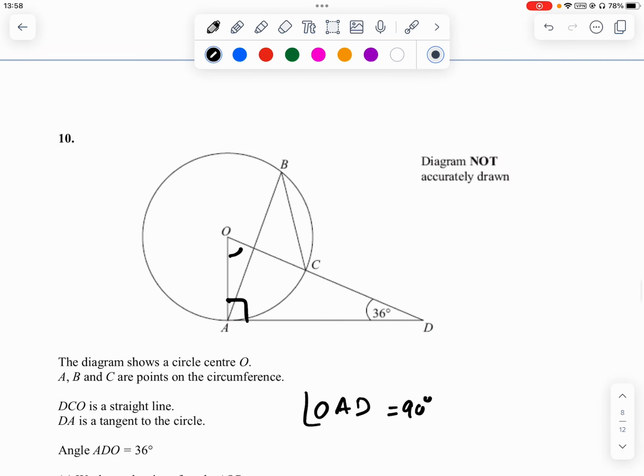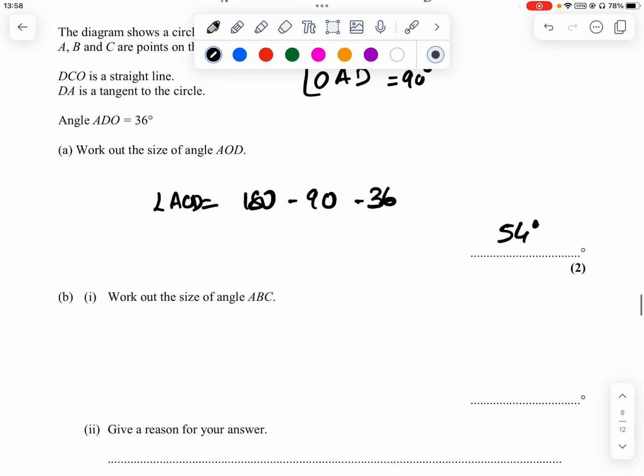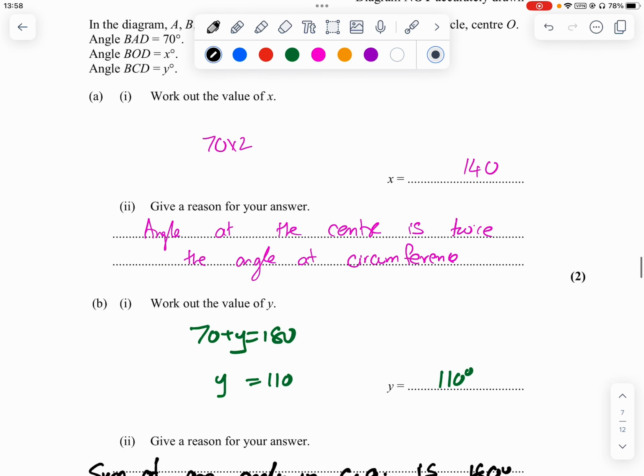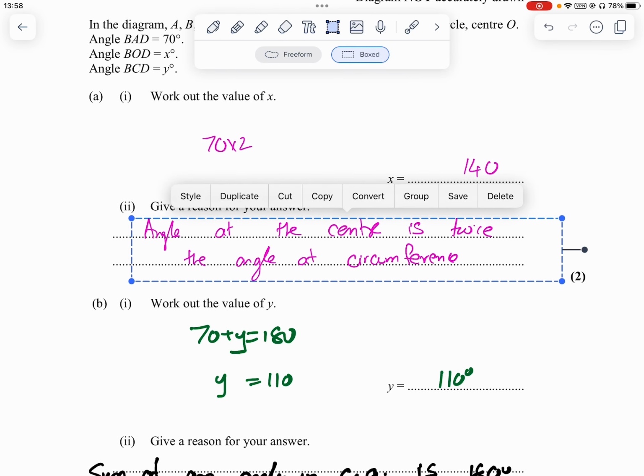Find the angle ABC. Angle ABC will be half of 54, which is 27 degrees. The reason is, again, angle at the center is twice the angle at the circumference. So this is the reason that I'm going to write out.